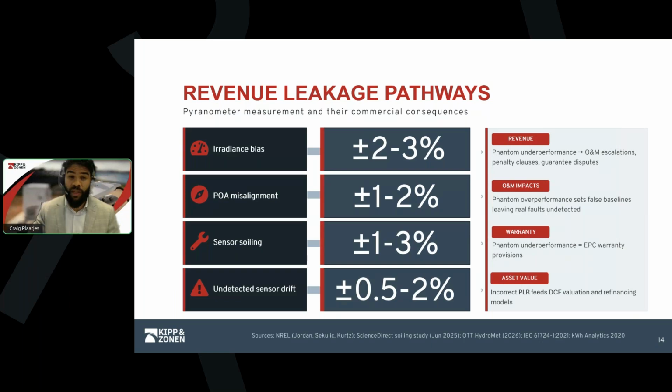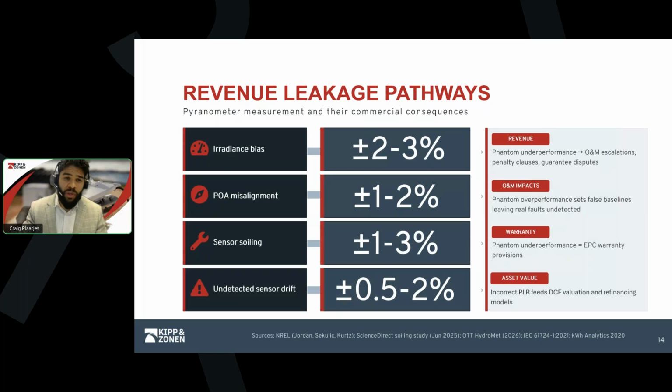Second is misalignment. If the pyranometer is not coplanar with the surface that it's measuring, then the irradiance it captures is geometrically different from the irradiance arriving at the panels. And so a deviation of just 1 degree can push average measurement uncertainties up by 1 to 2%. And this is one of the most common and most avoidable sources of errors. It's one of those that is frequently introduced at installation and commissioning, and sometimes never gets corrected.